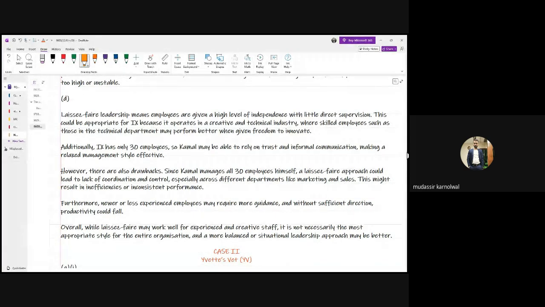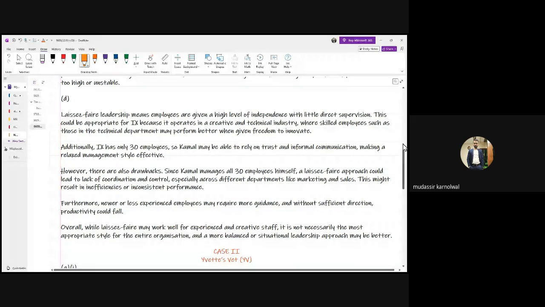Additionally, IX has only 30 employees, so Kamal may be able to rely on trust and informal communication, making a relaxed management style effective. However, there are also drawbacks since Kamal manages all 30 employees himself. A laissez-faire approach could lead to lack of coordination and control, especially across the different departments like marketing and sales. This might result in inefficiencies or inconsistent performance. Furthermore, newer or less experienced employees may require more guidance, and without sufficient direction, productivity could fall.